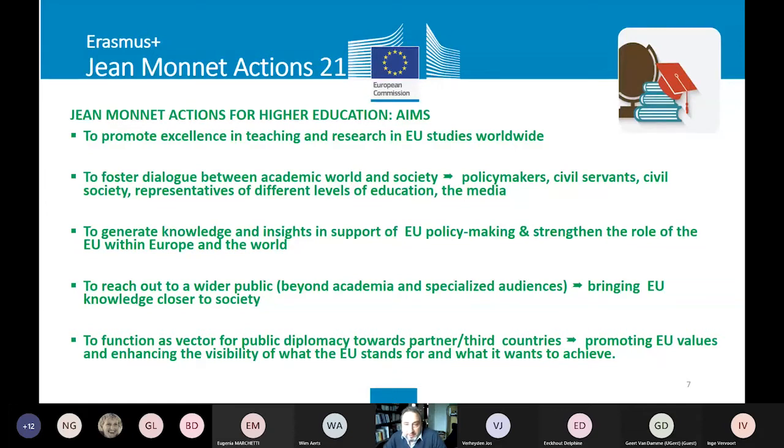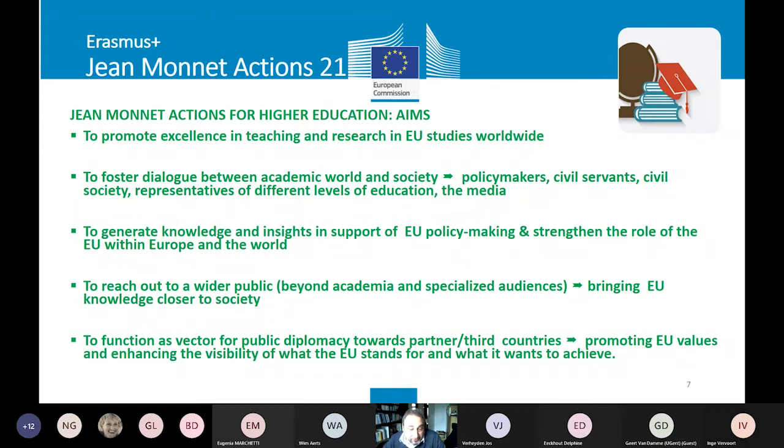So what is the purpose, the aim, of the Jean Monnet action in higher education? It's to promote excellence in teaching and research in EU studies worldwide, and foster dialogue between the academic world and society: policy makers, civil servants, civil society, representatives of different levels of education, and all the media channels. Also to generate knowledge and insight in support of EU policy making and strengthen the role of the EU within Europe and the world. And, as I said previously, to reach out to the wider public beyond academia and specialized audiences, to bring knowledge of the EU closer to society in general.